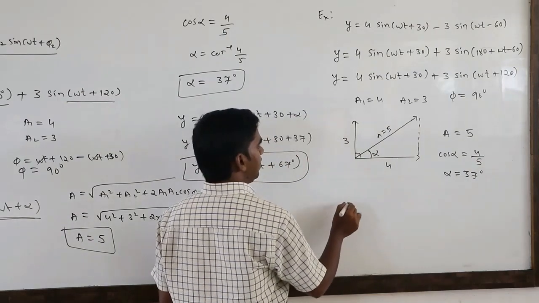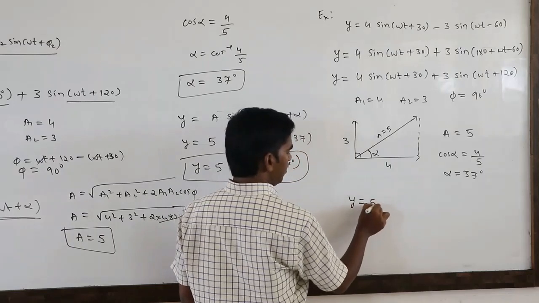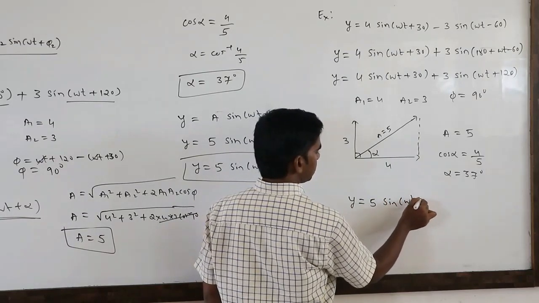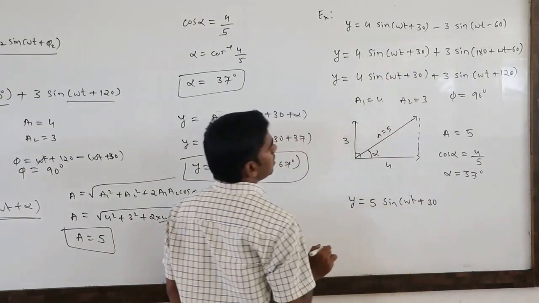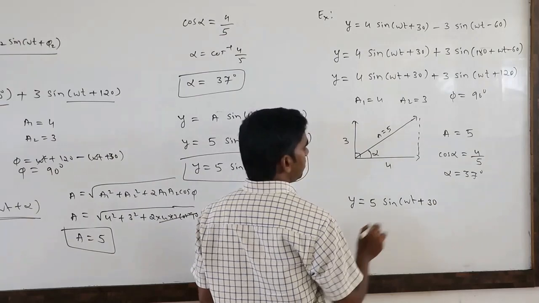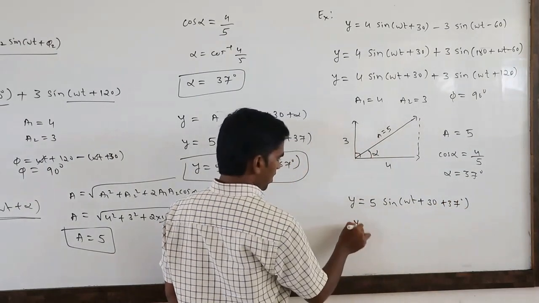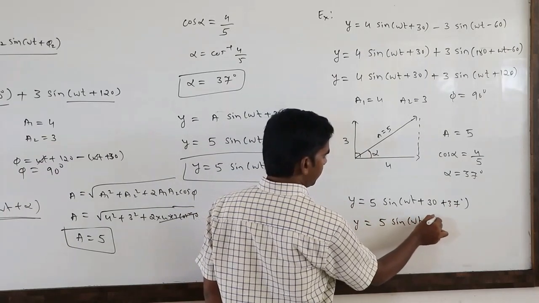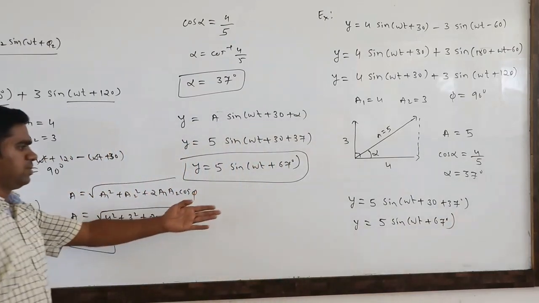So again your final equation is: A is what? 5 sin omega t plus 30 is there as it is. So write 30 as it is, and plus 37. So y equals 5 sin omega t plus 67. Again I got the same equation as before. That is the final answer.